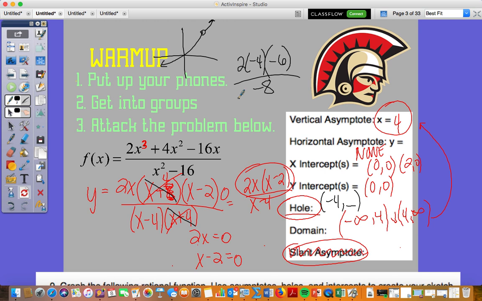So what does the top turn into? 48, good. And what's the bottom? -8, good. And so -48, or +48 divided by -8 gives me what? -6, and so that is the y of my hole. So literally in that graph, where the graph hits at -4, -6, there's going to be a huge hole. Okay? All right, questions on that?